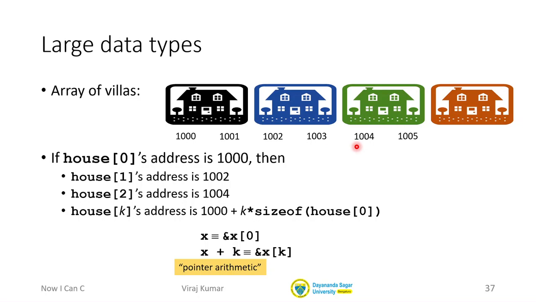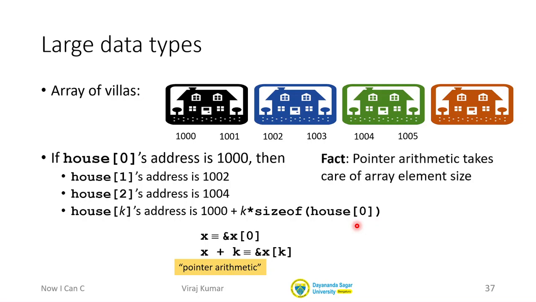Right? Now, the nice thing is that exactly the same syntax is used. You can do x plus k in the C program, and it will correctly calculate the base address plus k times the size of an individual element in the array. Right? Now remember, we've just said the size of the 0th house, but we know that's the same as the size of house 1 and house 2 and so on. Right? So this pointer arithmetic takes care of array element size.